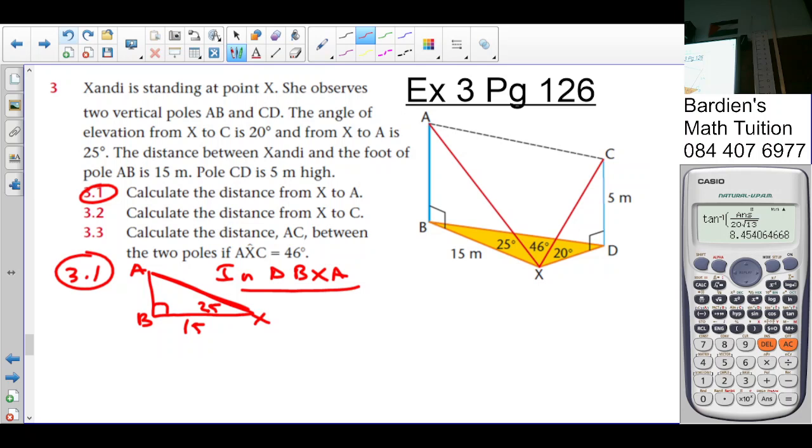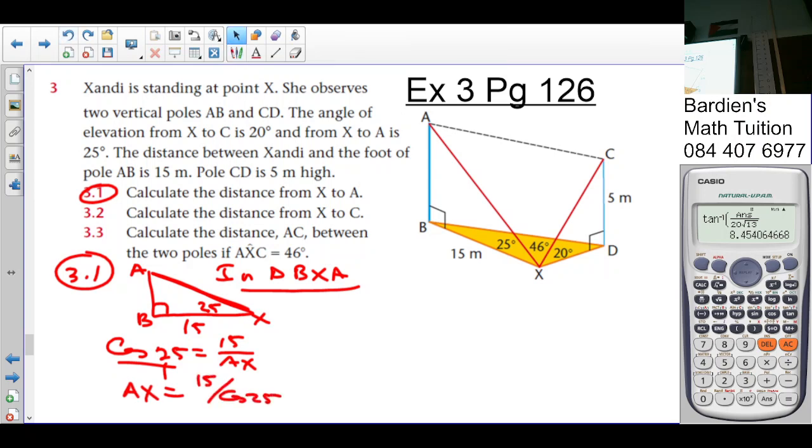Cos. So you say cos of 25 equals 15 over AX. Cross multiply. So AX cos 25 is equal to 15. So AX is equal to 15 over cos 25. Put it in the calculator. 15 over cos 25. Going to use 16,5.